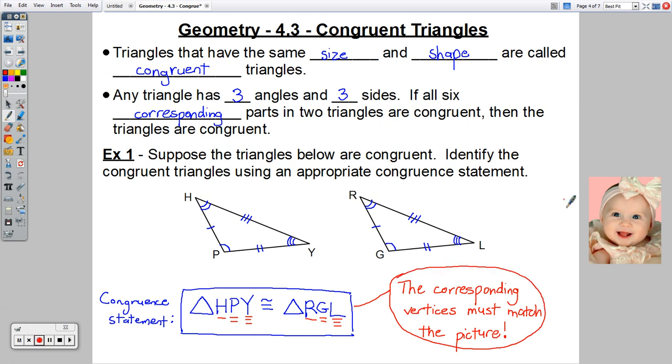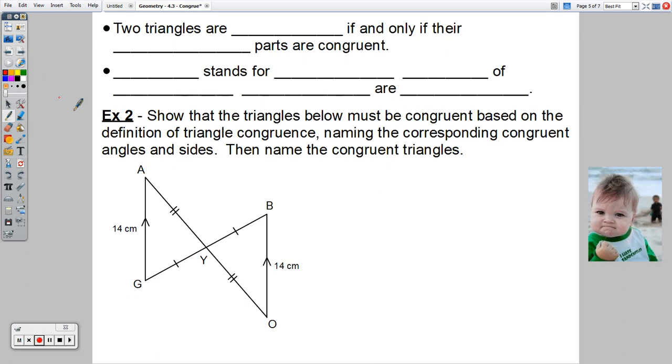Okay, so moving on from a happy girl to an angry little boy right there. We'll check that out in example 2.